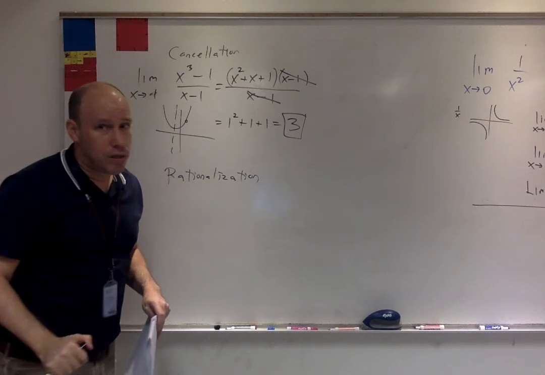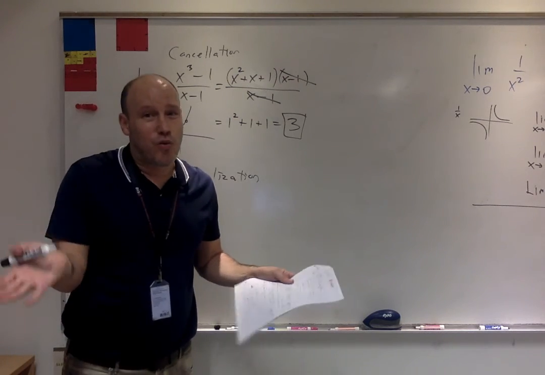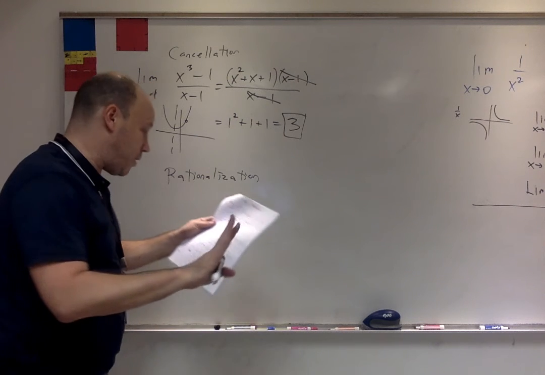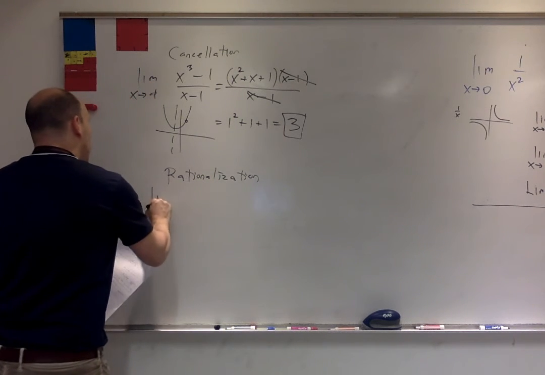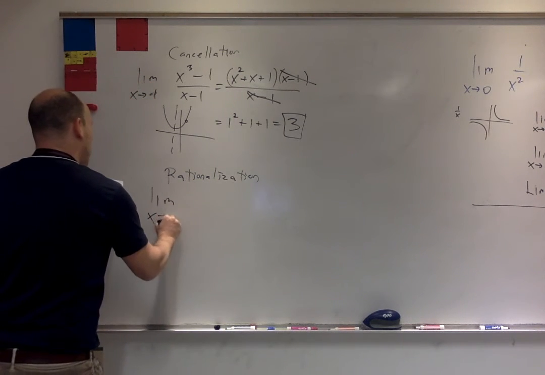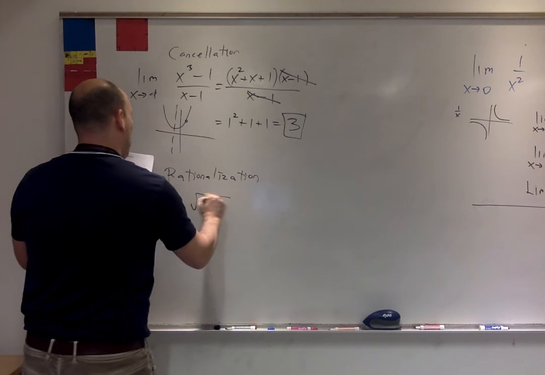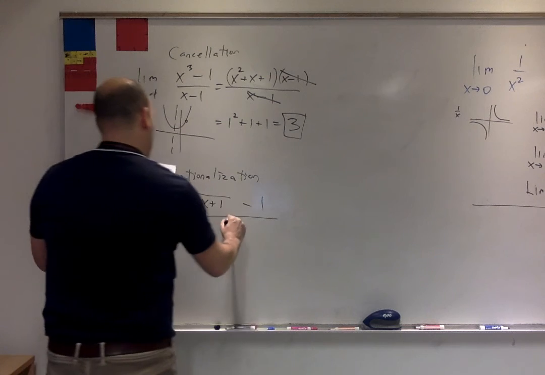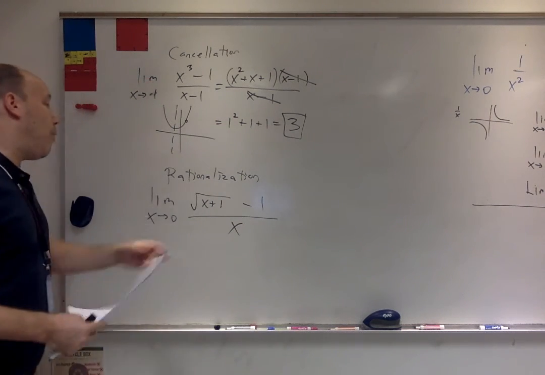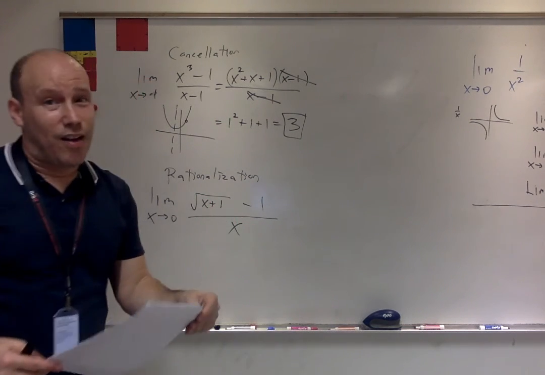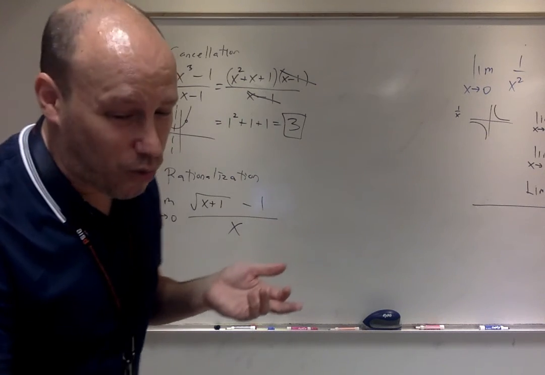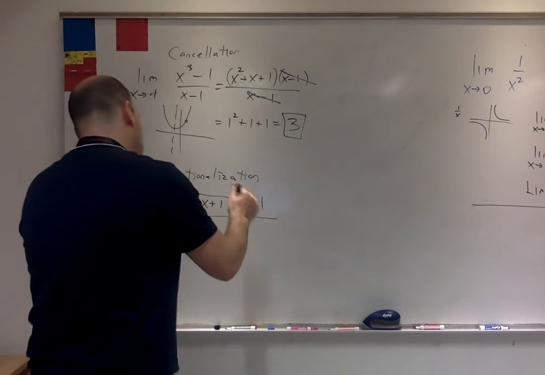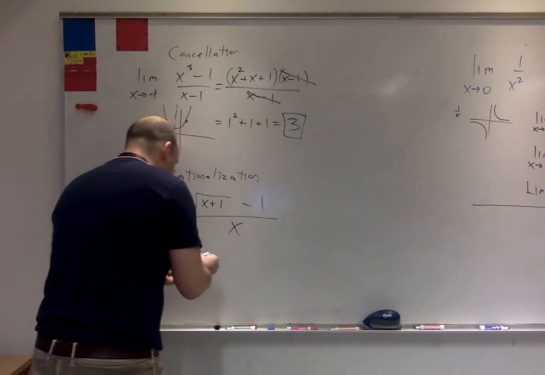Rationalizing. Do you need to know this? No. L'Hopital's rule is going to make this easier. But if you sit in a class through college, you sat through this with me. For example, the limit as x approaches 0 of the square root of x plus 1 minus 1 over x. Okay, when you see something like this, yes, I will show you L'Hopital's rule, but how do we deal with it? It's called rationalization.